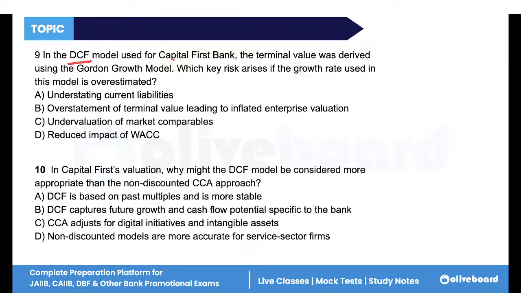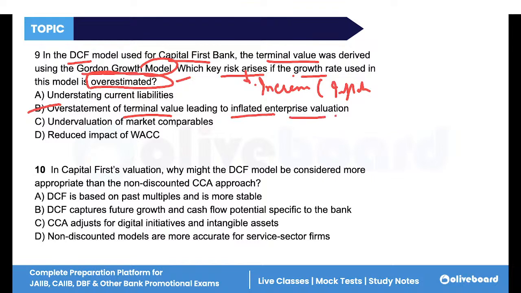Now, in the DCF model used for Capital First Bank, the terminal value was derived using the Gordon model. When the company uses the Gordon model for discounting, which key risk arises if the growth rate used in the model is overestimated? So what risk arises when we are overestimating this growth rate? It will lead to an increment in prices. That is, overstatement of terminal value leading to inflated enterprise values.